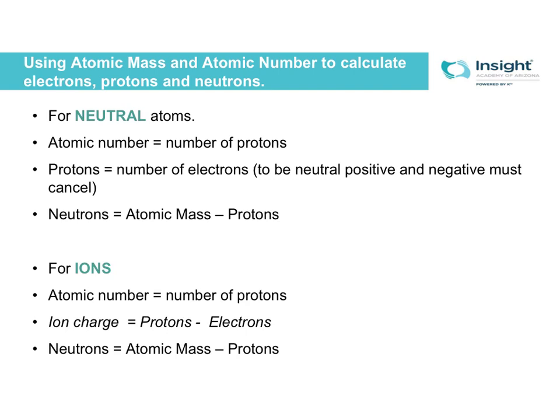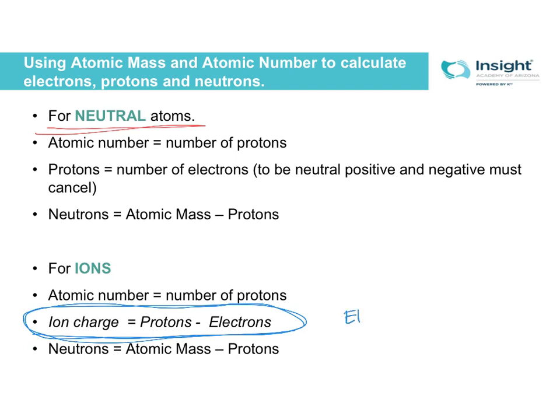All right, so we talked about these rules for neutral atoms. You'll notice that for ions, the rules are almost identical. The only difference is that we have to use our ion charge to figure out our electrons. So if we take our number of protons and subtract our number of electrons, that's how we'll get our ion charge. So sometimes you may actually need to use it this way. You're going to have your electrons equal your protons minus your ion charge.